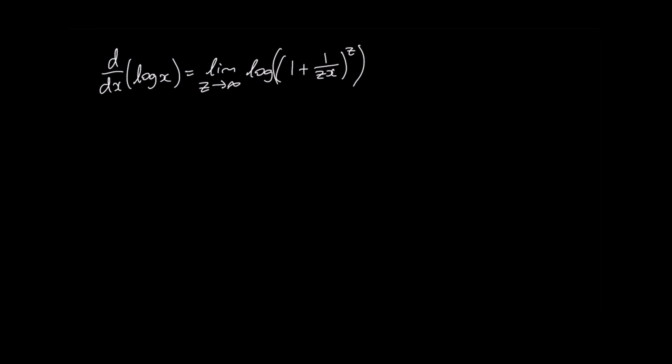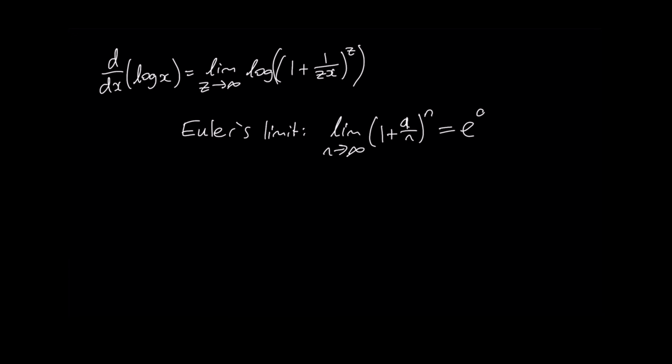So we have that the derivative of log x is equal to this limit, and here we can actually apply Euler's famous limit, that the limit as n tends to infinity of 1 plus 1 over n, to the n, is equal to e. And there's actually a slight adaptation of this result where we have some quantity a instead of 1 there, and that's e to the a.